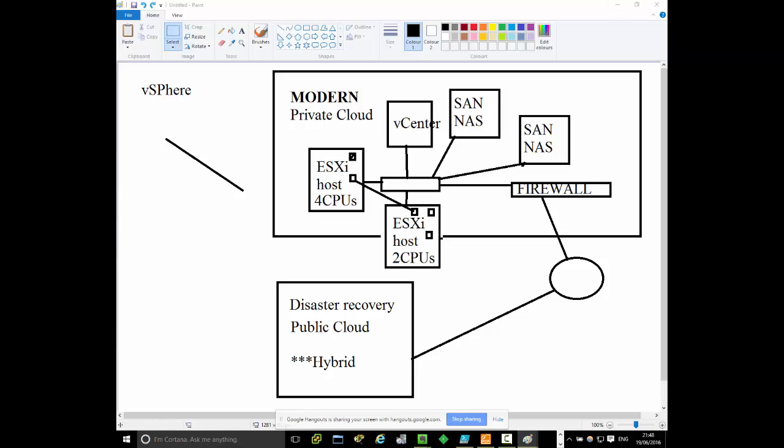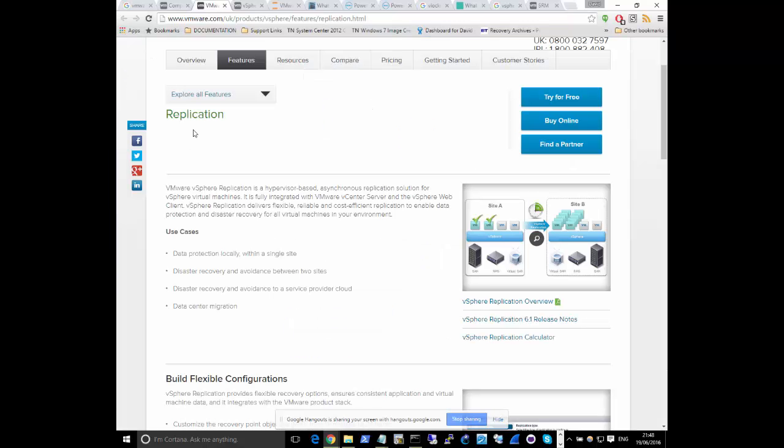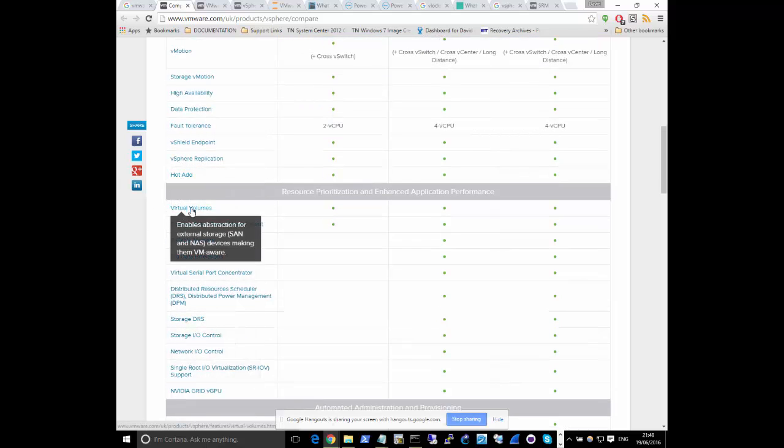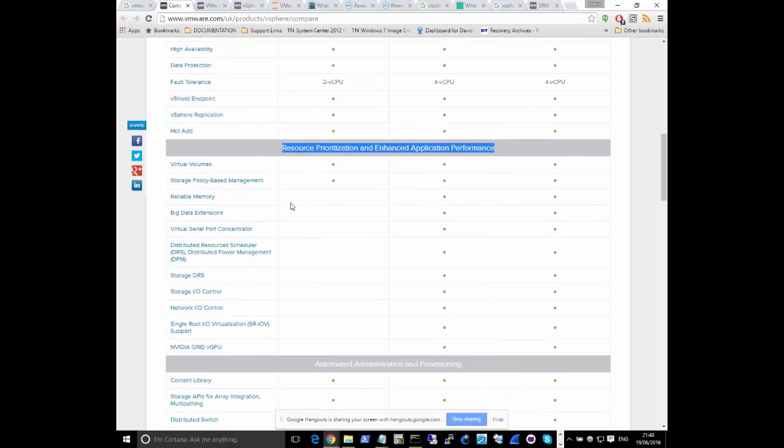Okay, let's go on with the features. This is really important, because once we get the features, it makes it easier to know which ones we want. So Auth-add is also available in Standard. Virtual Volumes, these are part of the things that we'll be focusing on. The resource management features: Virtual Volumes enables abstraction for external storage, SAN and NAS devices, making them VM aware.